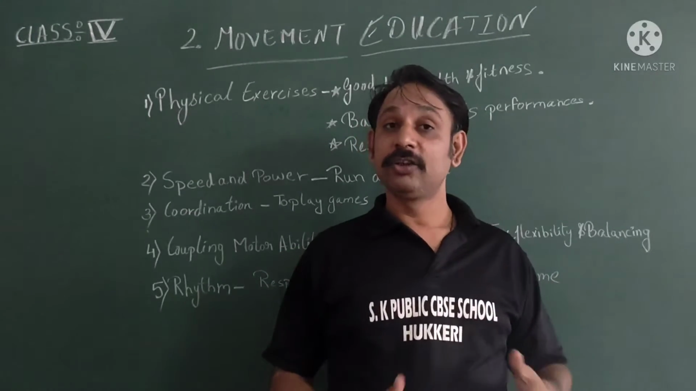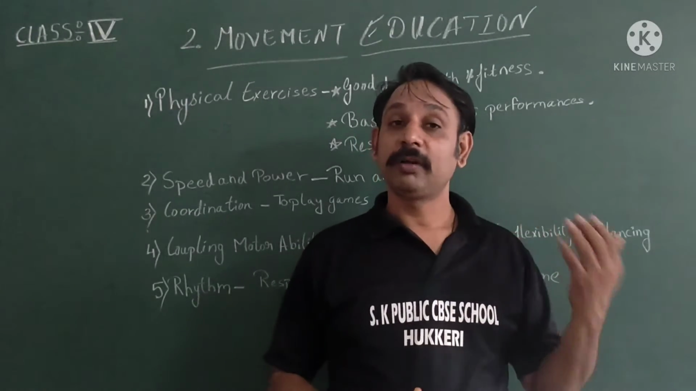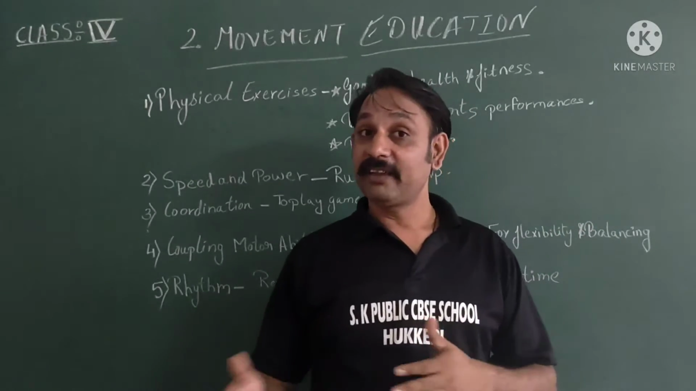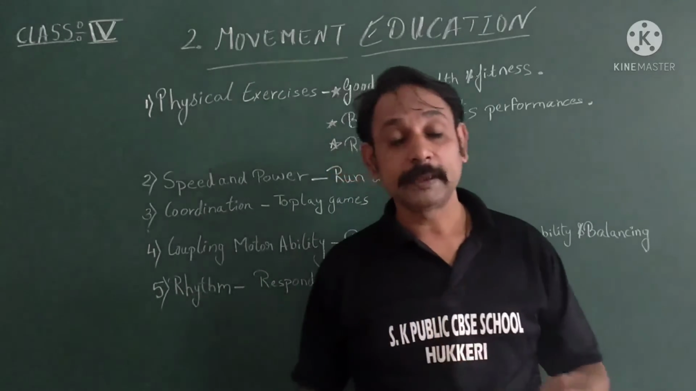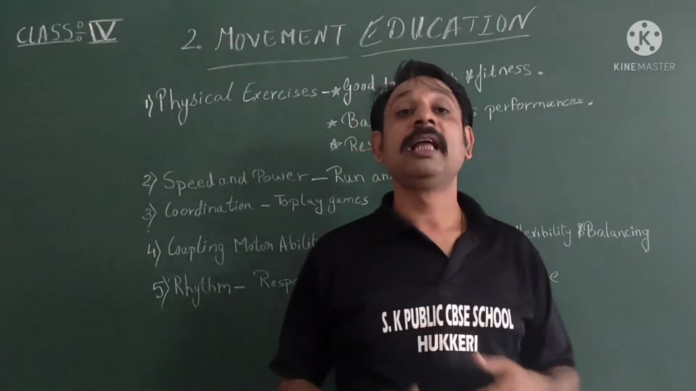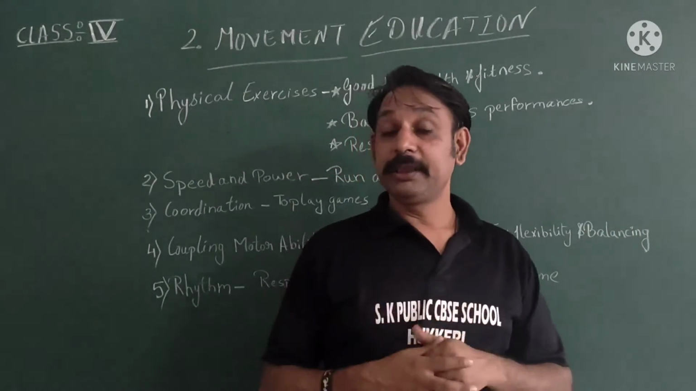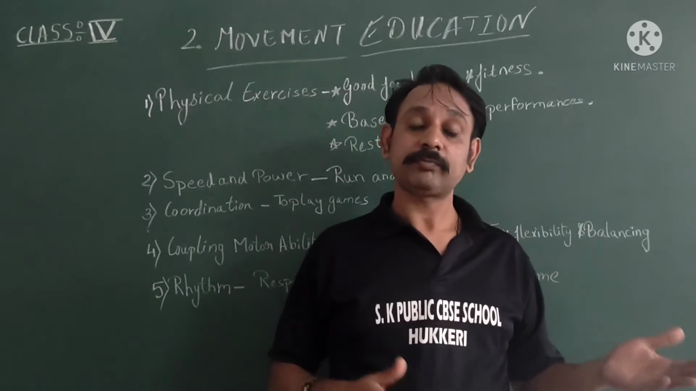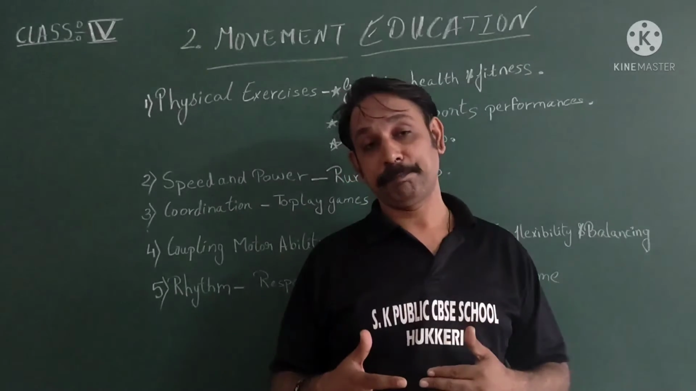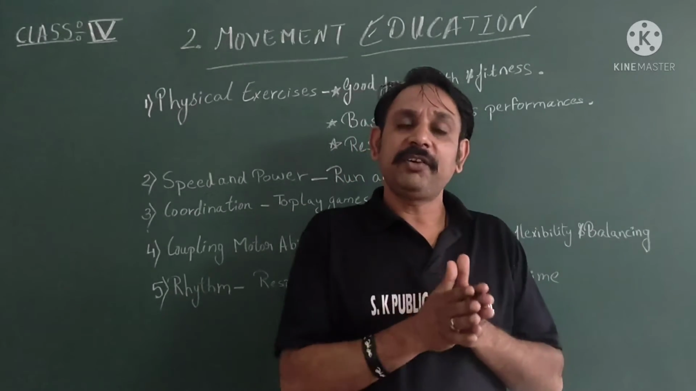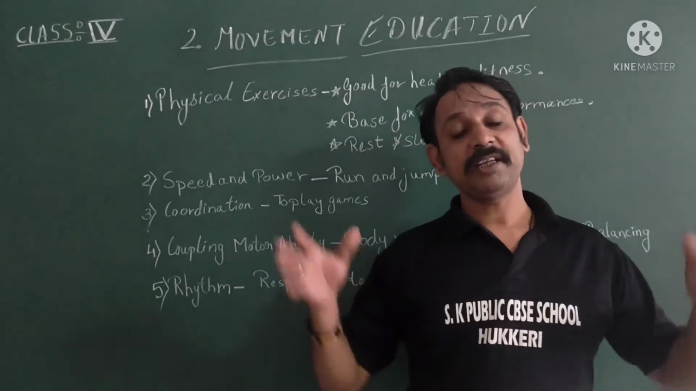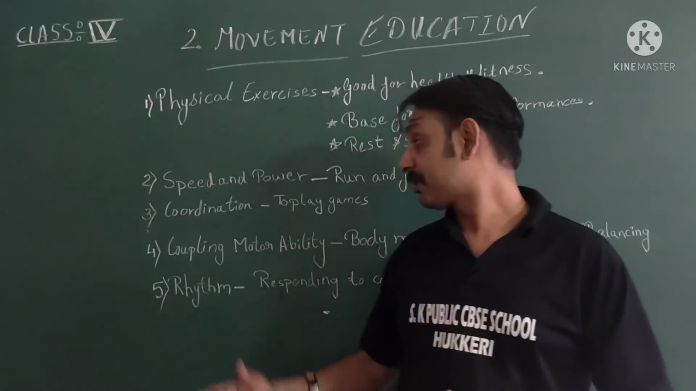Say we are playing cricket. There should be proper coordination between the other players, the bowler and the wicket keeper, about where the ball may go, where the opposite team player may hit the ball. Even in kabaddi, there should be proper coordination when they are defending their team. So there are different situations in games where coordination is required.